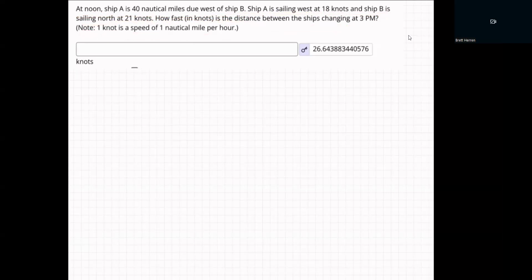All right, well let's draw what we said. First step, we got to have a good picture here. Ship A is 40 miles west of ship B. So we got ship A, and we got ship B, and the distance between them is 40 nautical miles, right? Maybe it'd be helpful if I show the directions. Oops, make them straight.